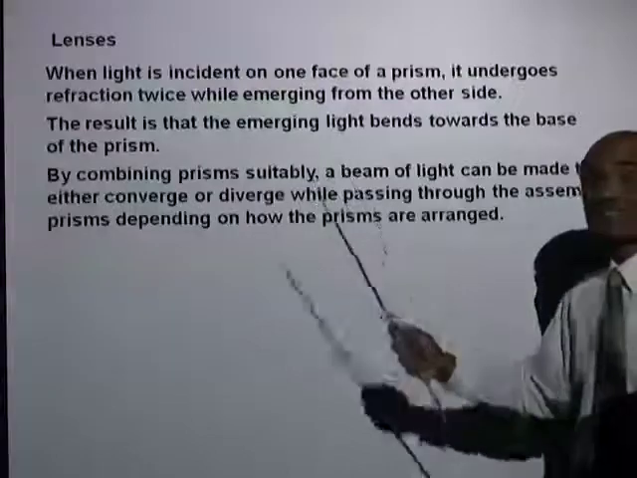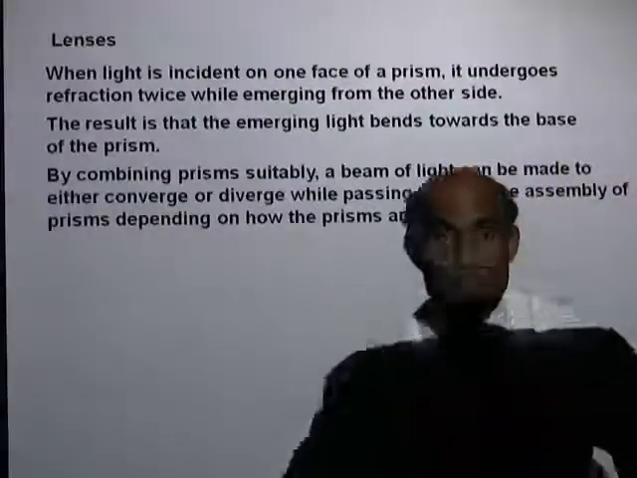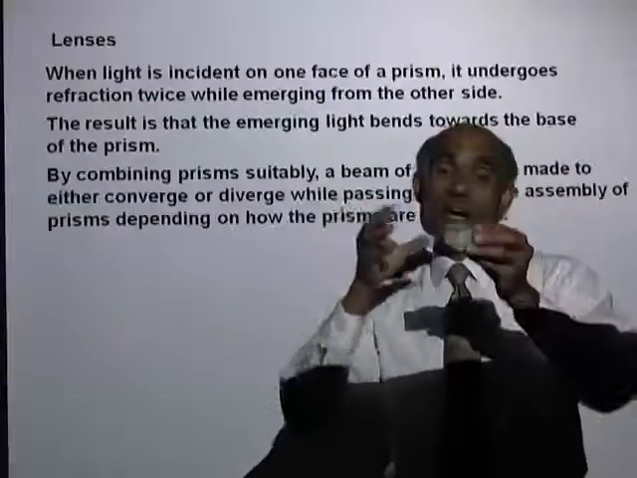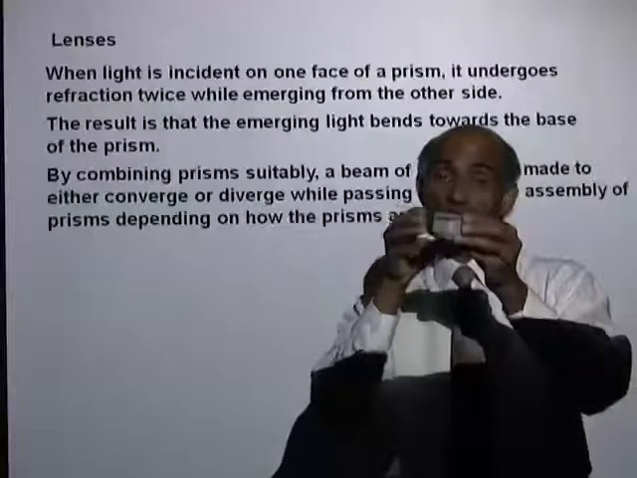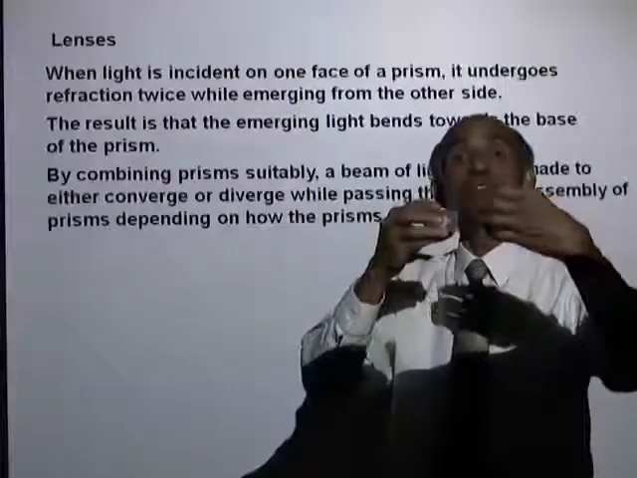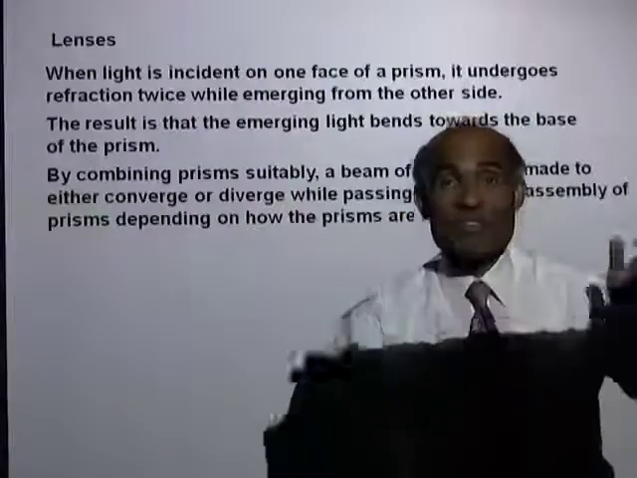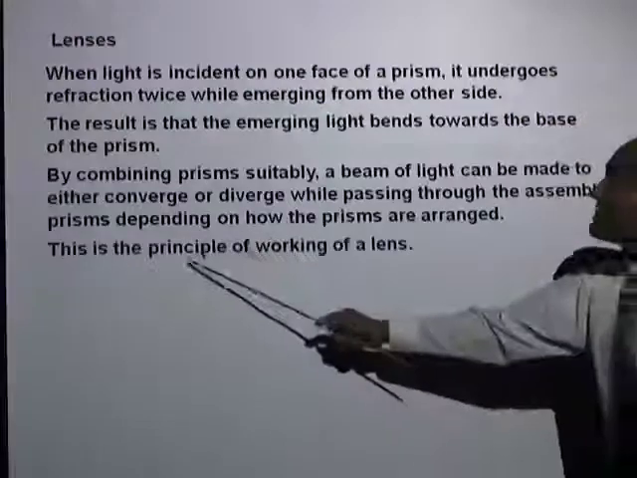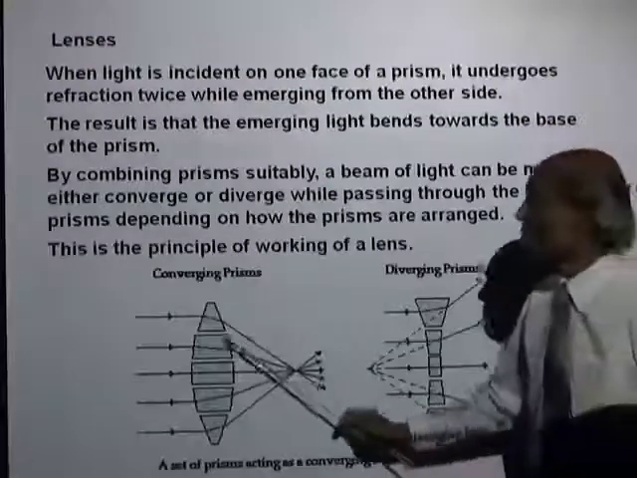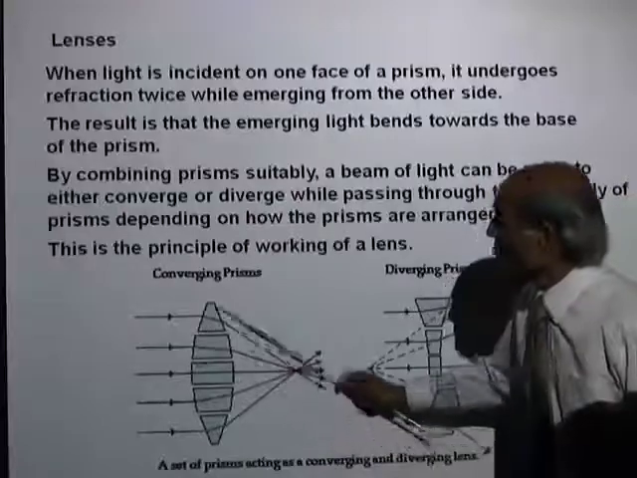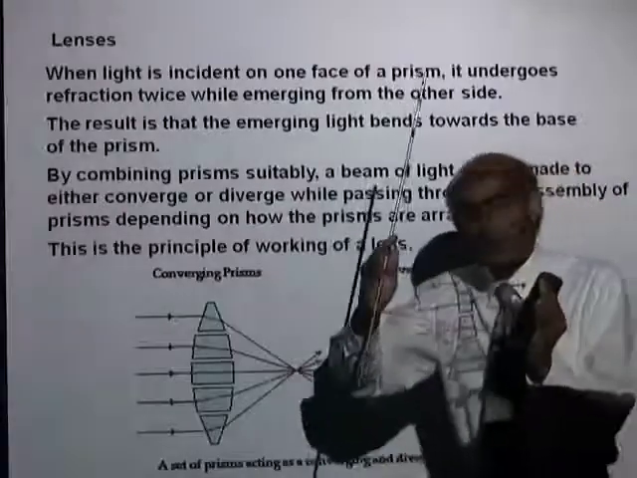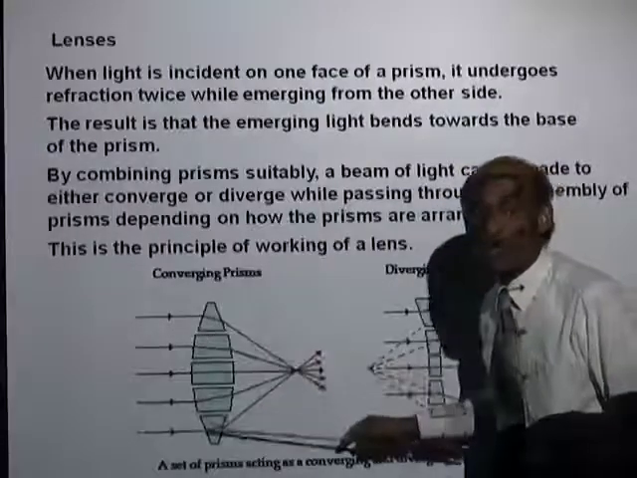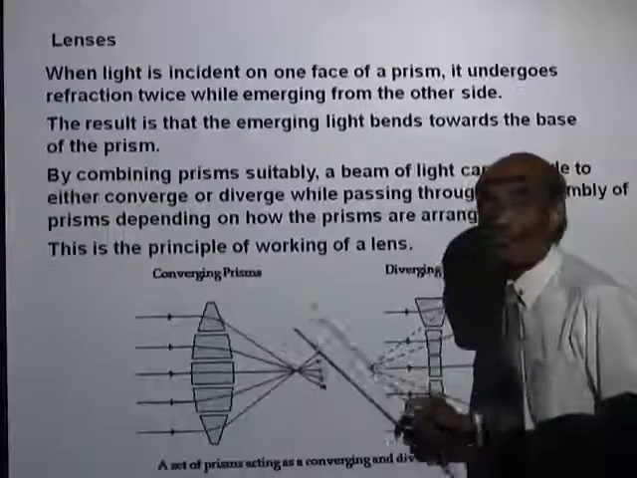By combining prisms suitably, so if I put two prisms, the base of each prism facing each other, and I allow light to go through the combination, light will bend towards the base of each. It means that will act as a converging system. So this is the principle of working of a lens. If you watch here, now these are actually lenses put so that the bases are facing, and if you allow a beam of light to fall on it, they will all converge to one point.